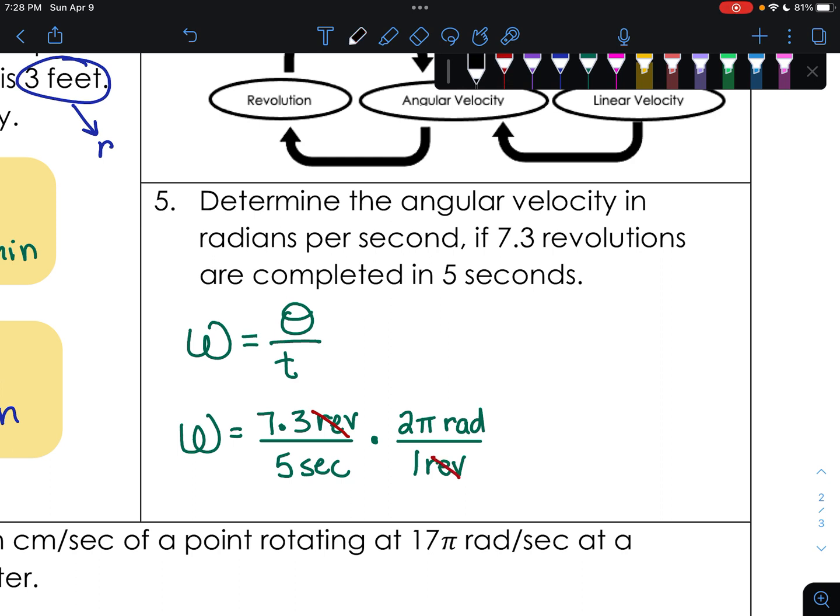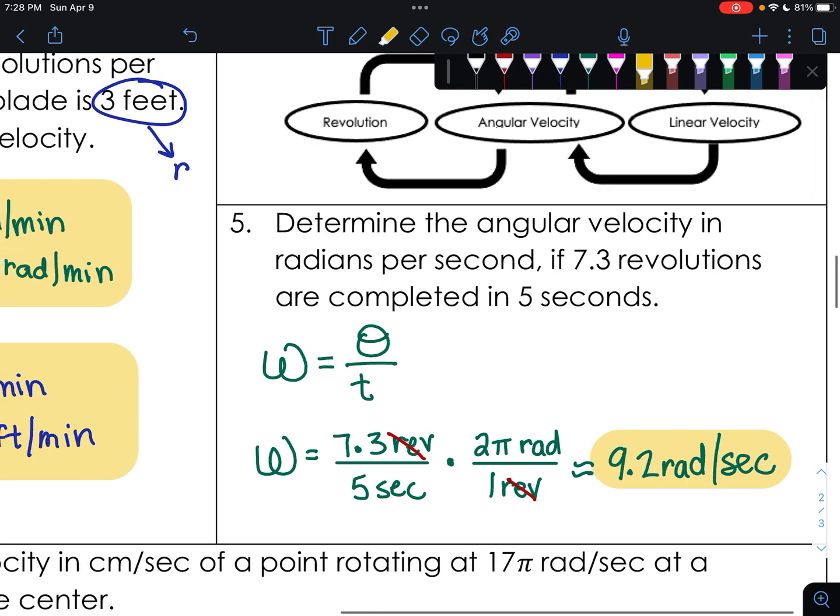Then we just multiply across, and because it's already given to us in decimal form, the 7.3, I'm going to write this as a decimal. So 7.3 times 2 pi divided by 5 would be 9.2 radians per second. Again, if you need to double check this, please type this in the calculator to make sure that we got the same answer and you know how to type it in.